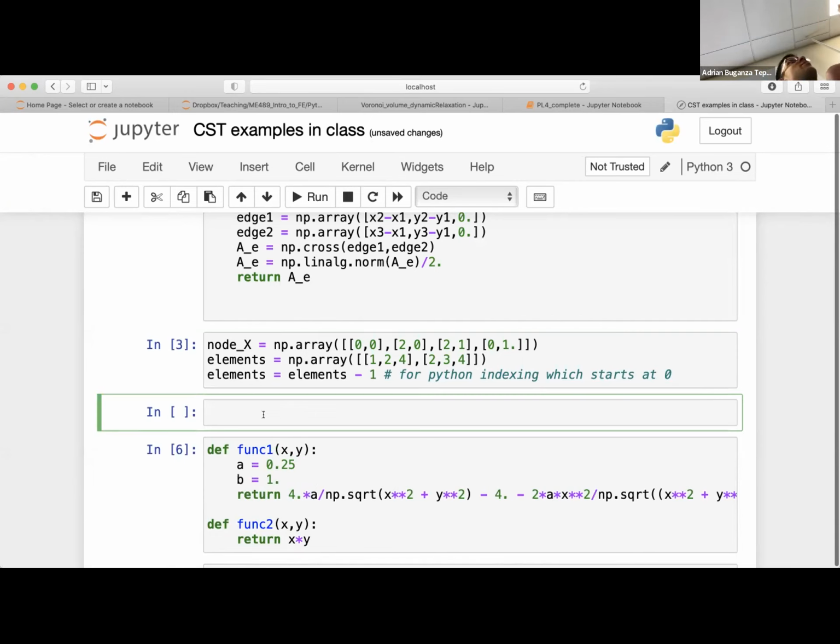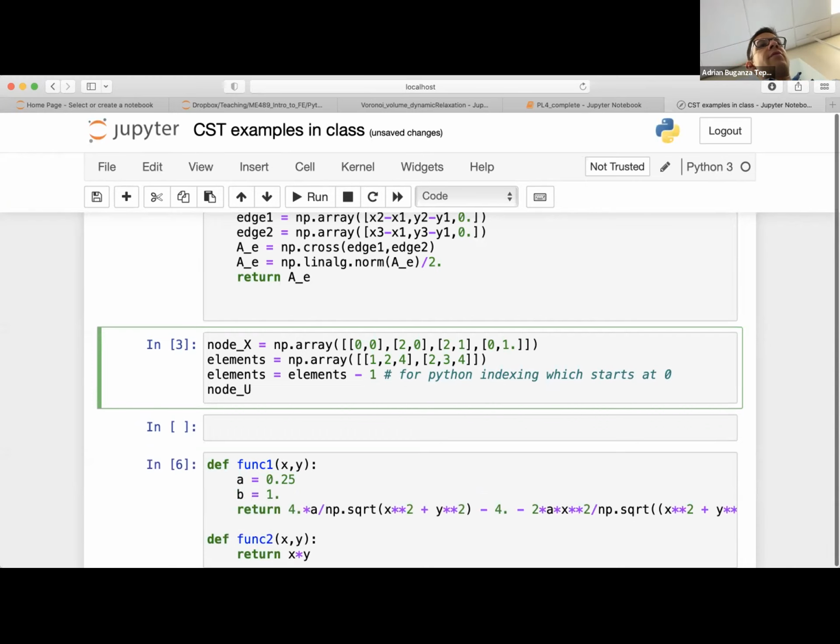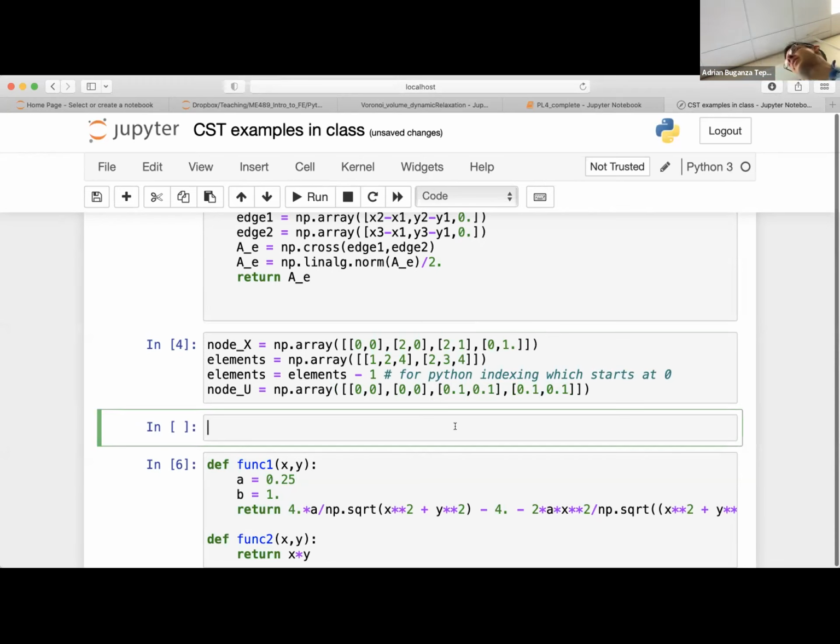And so if I want the displacement, I also have the displacements, right? So I also have node u. Oh, no, I'm going to run out of time. So the displacements are 0, 0, 0, 0, minus 0.1, 0.1, 0.1, 0.1. All right, this is the information that I have.